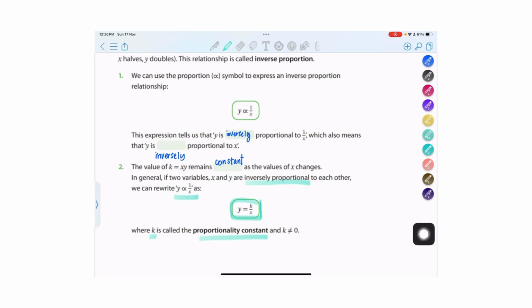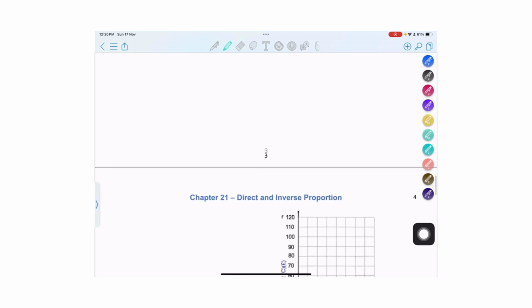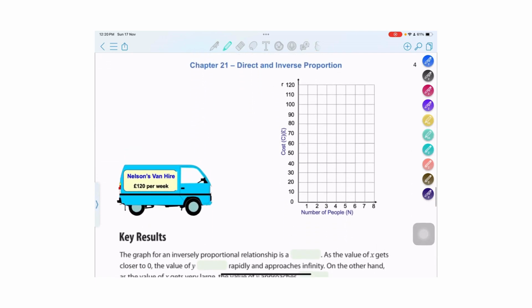I want you to look at the next example. Let's look at this Nelson van hire. The van is 120 per week for hire. If only one person hires it, that will cost you $120 per week. Let's plot it on the graph. So one person will cost 120.